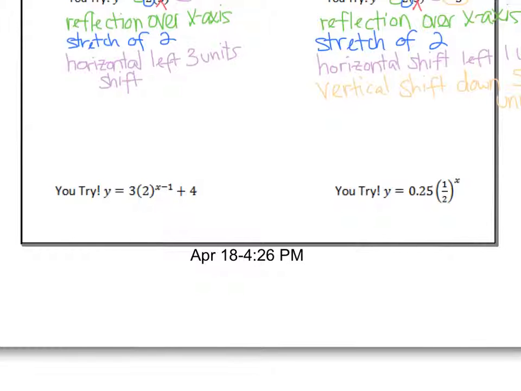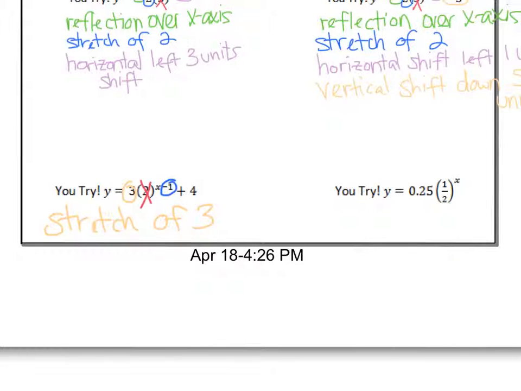Alright, here are your answers to the U-tries, the last ones. First of all, the 2 is the base, so we don't count it. So we've got a 3 here. Multiplied means stretch or compress. It's a stretch because it's greater than 1.